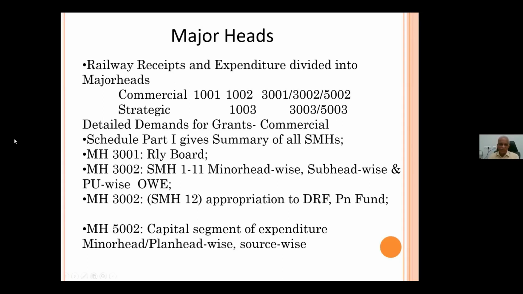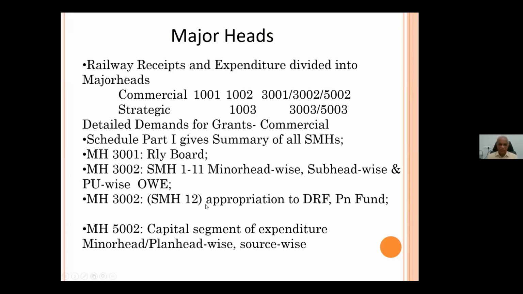Detail head is not required. Then PUIs, that is the object of expenditure. Suppose subhead has 100 crores; on what will you be spending the 100 crores? For that answer, you have to give PUIs. I will be spending on 01 salaries, 02 DA, 03 PLB, like that you should tell. So you will be projecting those expenditure requirements. This is OWE. Then under 3002 only, there is one more sub-major head, 12. This is appropriation to DRF and pension fund: how much we can appropriate from our earnings to DRF and pension fund. That we will give separately. 3002 is over.